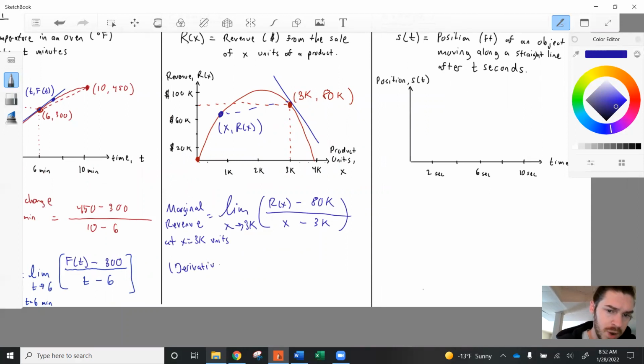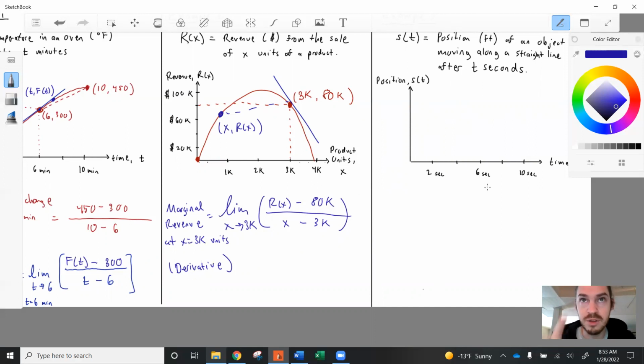It's just one other example of a derivative. But that term, marginal revenue, is used in business. It's interpreted to mean the change in revenue you would get if you produce just one more unit. And we can talk a little bit more about that later. It's sort of like an estimate.